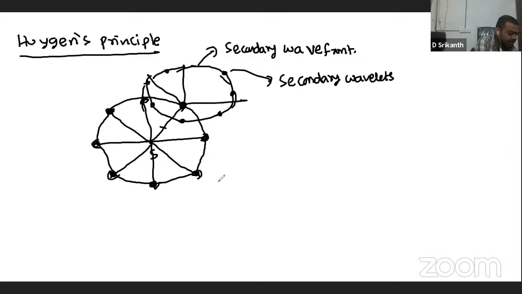So whenever the teacher is explaining, whatever the 5 students are understanding can be called the primary wavefront, or simply the wavefront. This primary wavefront will act as a secondary source. Right?